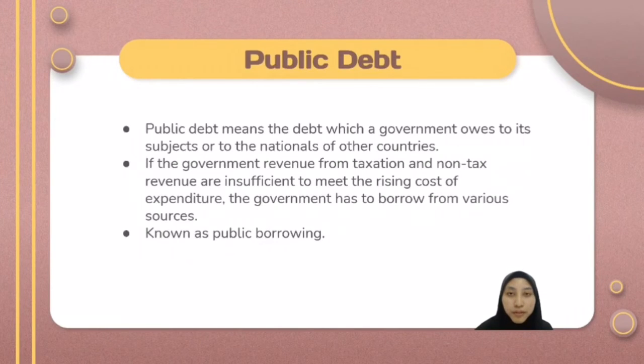And we go through the sources of public debt. Firstly, the meaning of public debt is the debt which a government owes to its subjects or to the nationals of other countries. If the government revenue from taxation and non-tax revenue are insufficient to meet the rising cost of expenditure, the government has to borrow from various sources. Public debt is known as public borrowings.